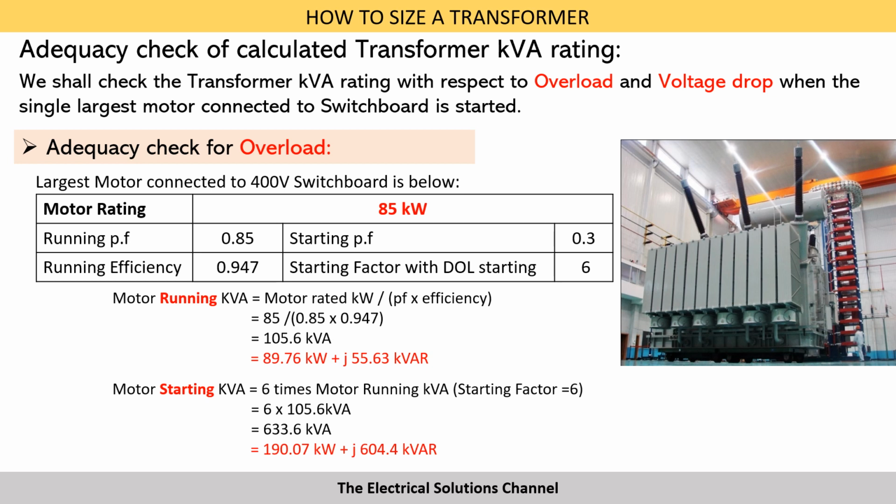55.63 kVAR. Also, the motor starting kVA is calculated as 6 times the motor running kVA, as the starting factor with DOL we have considered for this motor as 6. So we arrive at a motor starting kVA of 633.6 kVA, which is equivalent to 190.07 kilowatt plus 604.4 kVAR.